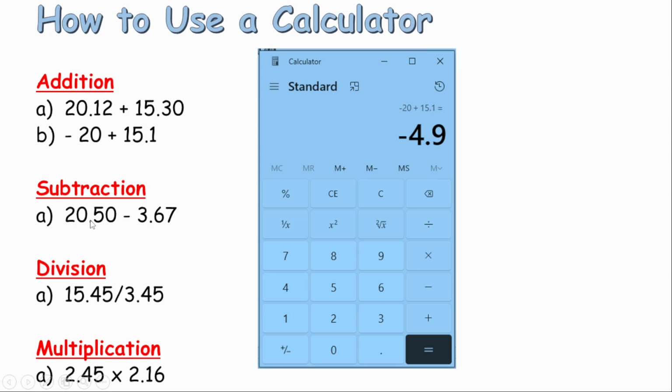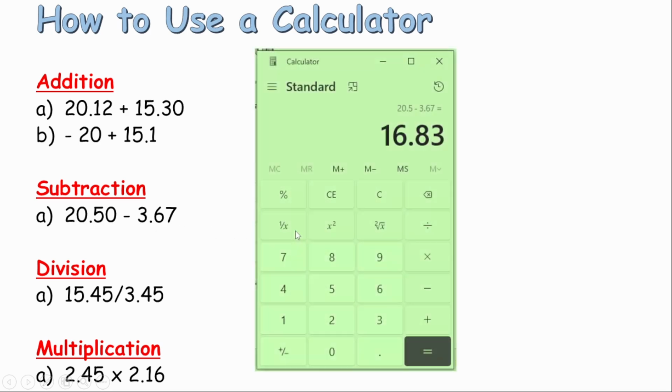So we have 20.50 minus 3.67. So all you have to do is type in 20.50 minus, this is the operation minus here, 3.67. So it's displayed here, and you press the equal sign to get the final answer. You get 16.83 as our final answer. Now that helps us to understand subtraction.